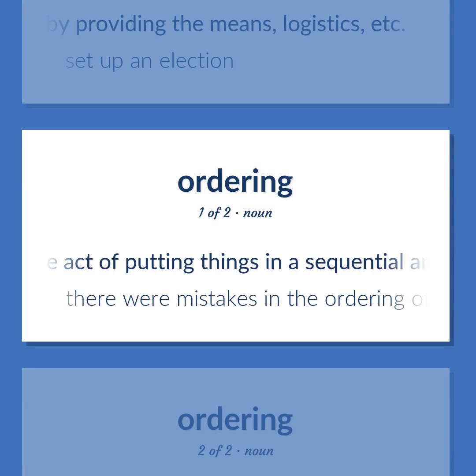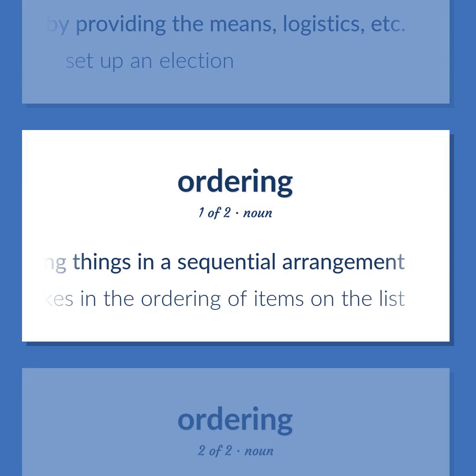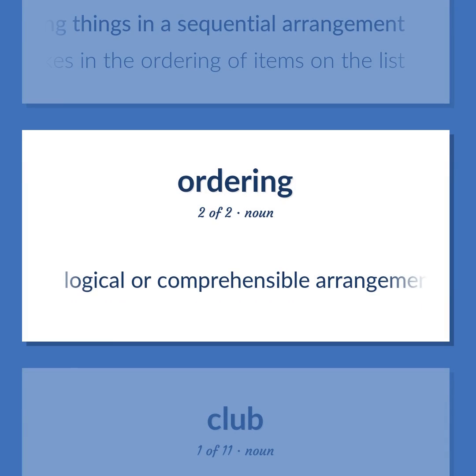The act of putting things in a sequential arrangement. There were mistakes in the ordering of items on the list. Logical or comprehensible arrangement of separate elements.